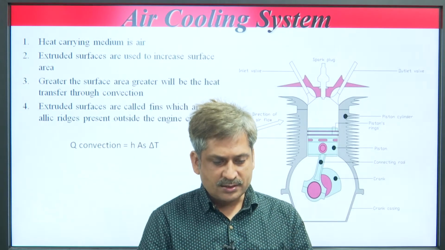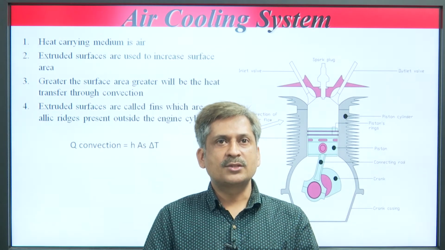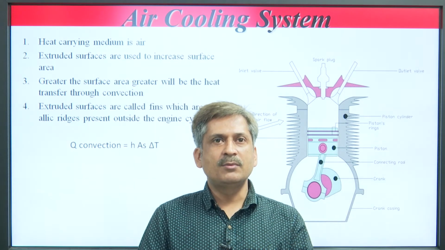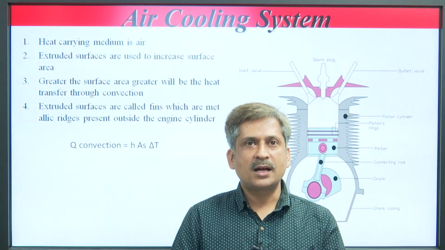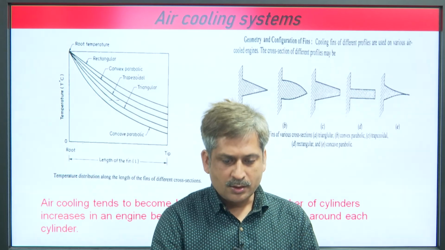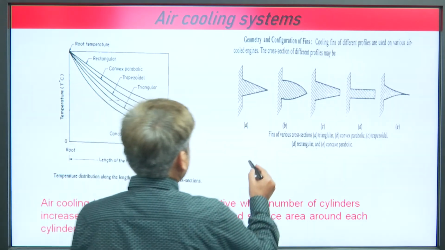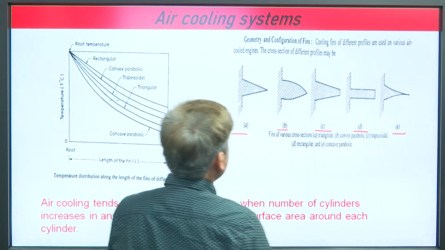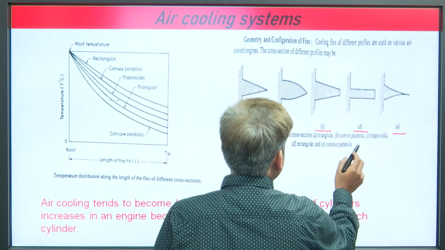So, the air cooling system is one that requires air as a medium. What are fins? These are extruded surfaces; the greater the surface area, the greater the heat transfer rate, and these fins have high thermal conductivity materials. In the air cooling system, you can see fins of different shapes are available: triangular, convex, trapezoidal, rectangular or concave.